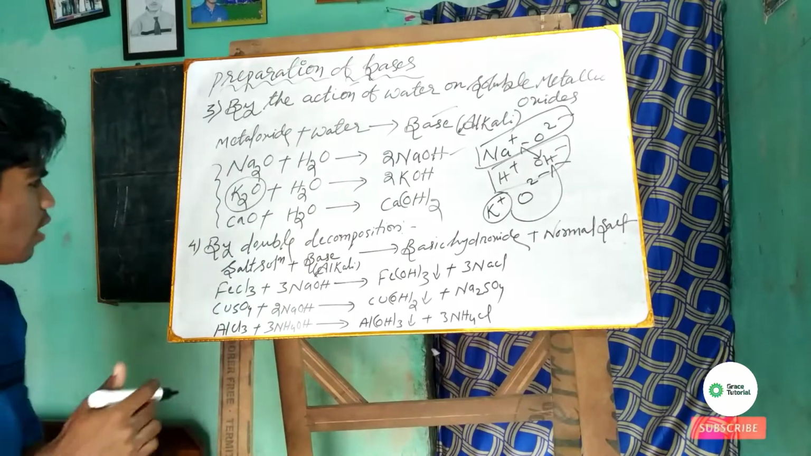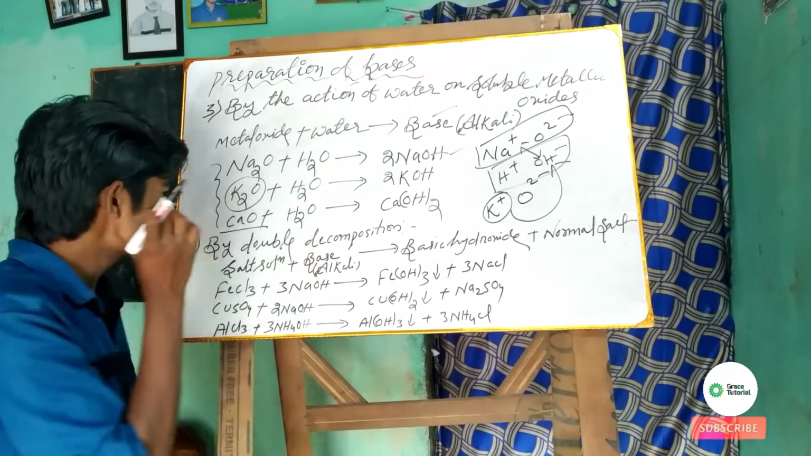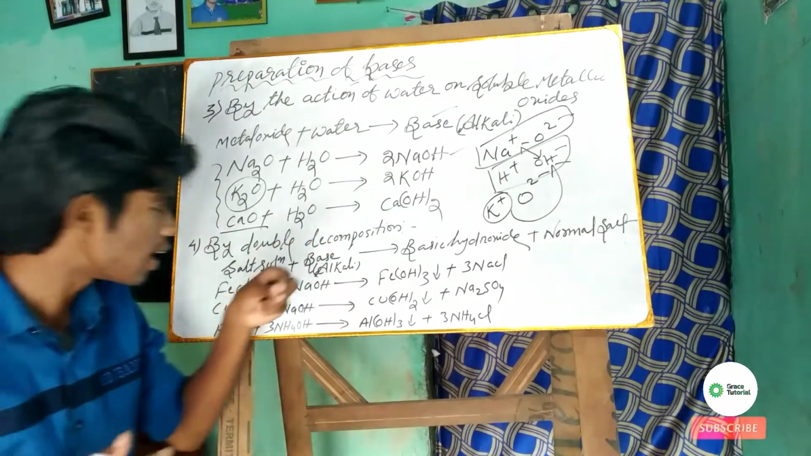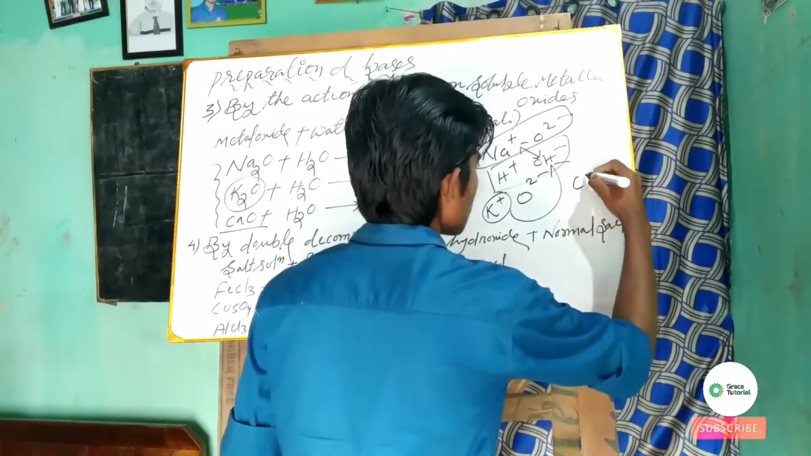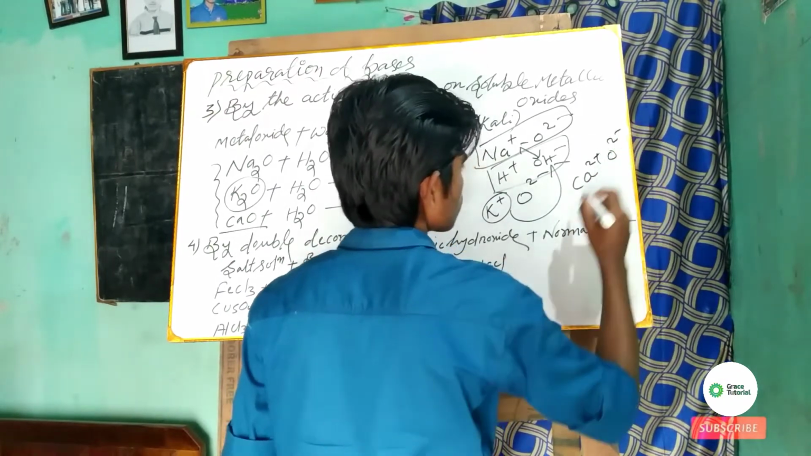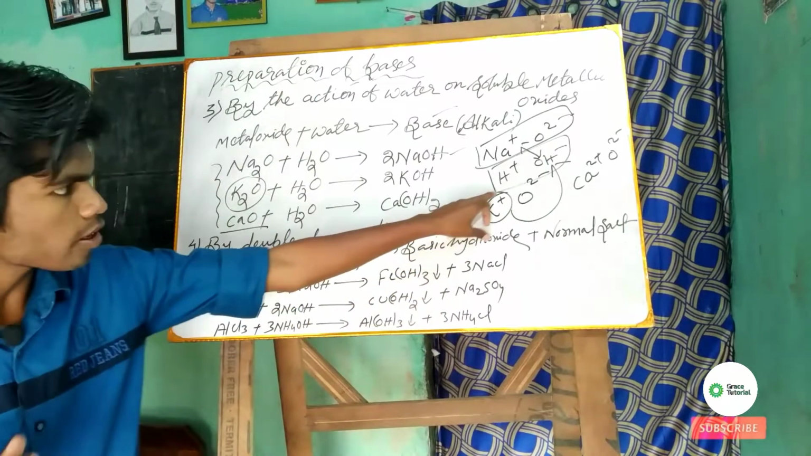Similarly, we have calcium oxide. Whenever this calcium oxide reacts with the water molecule, what happens? Calcium hydroxide is obtained. How? If you dissociate this calcium oxide, you will get Ca2+ and O2−. And the water gives H+ and OH−.